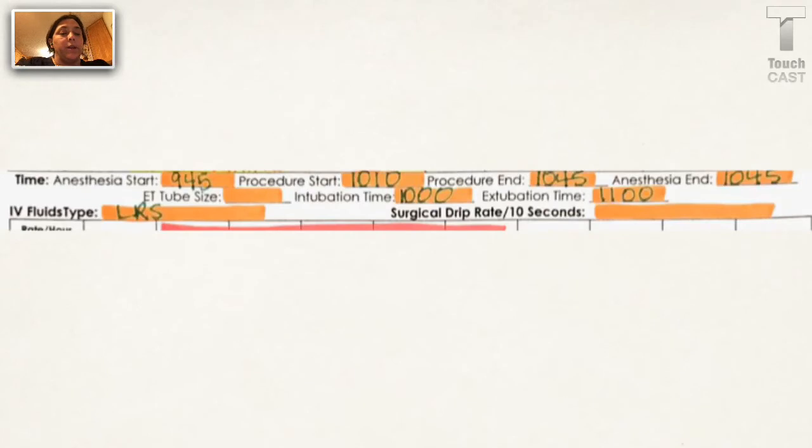All right, this next part. This right here, start time, this is when you pre-med your patient. Procedure start is when Dr. Reedy does the surgery, so does her first cutting. Procedure end time is the time that the procedure is over, so after she's closed. And then anesthesia end time, that is when you turn off the vaporizer. They may be the same time as the procedure end, but they may be before.